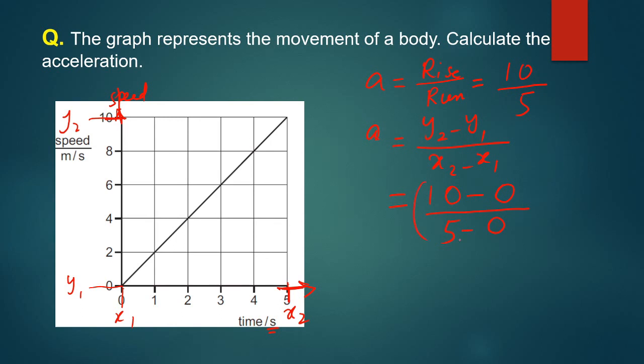So we are going to see the unit now. If you see the units over here, that's meters per second, and down is a second. The acceleration 10 divided by 5 is 2 meters per second per second. That's going to be 2 meters per second squared. This is how we write the unit for acceleration.